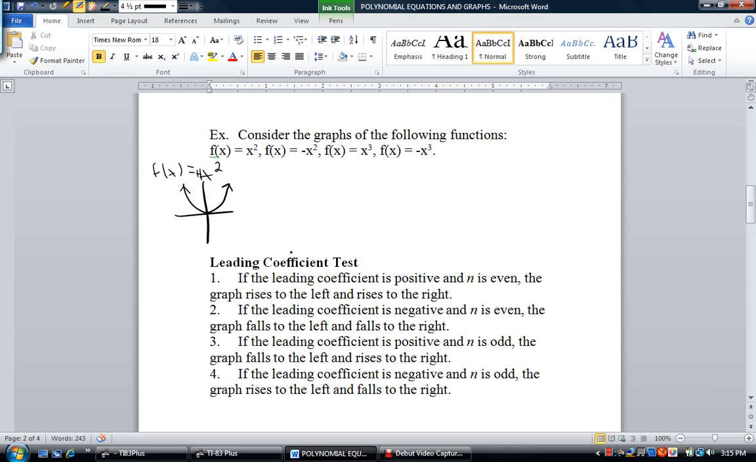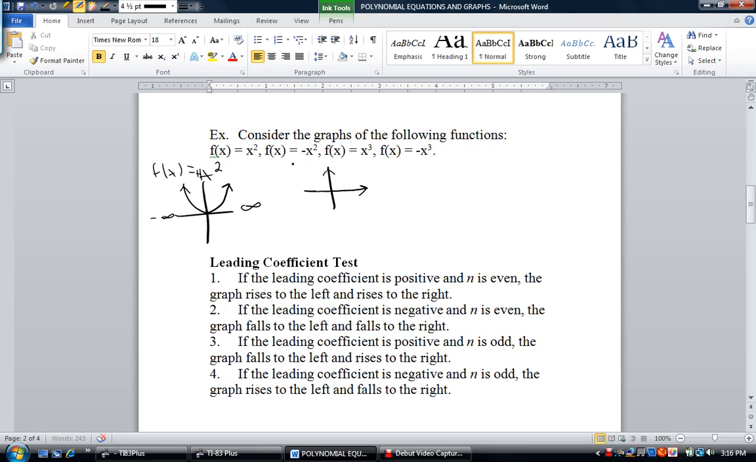What the leading coefficient test states is that if the number in front of the x squared is positive and the exponent is even, that means as you read to the left or as you go towards negative infinity, the curve goes up. It's increasing, or it rises to the left. Then as you go to the right, it's also rising. So sometimes if you just use basic examples, they can make life a lot easier to understand.